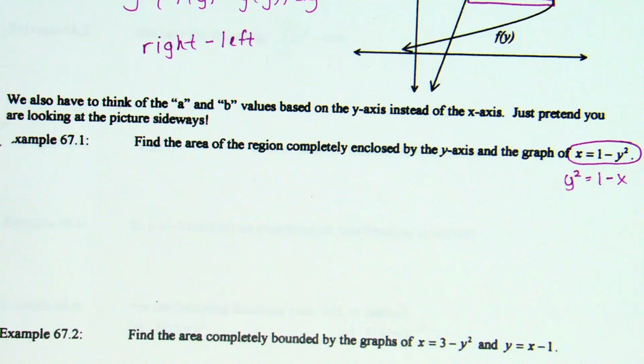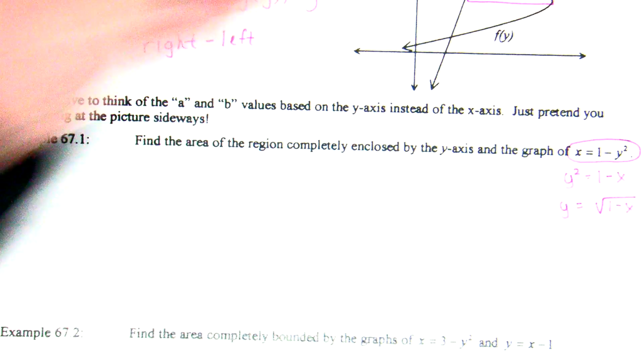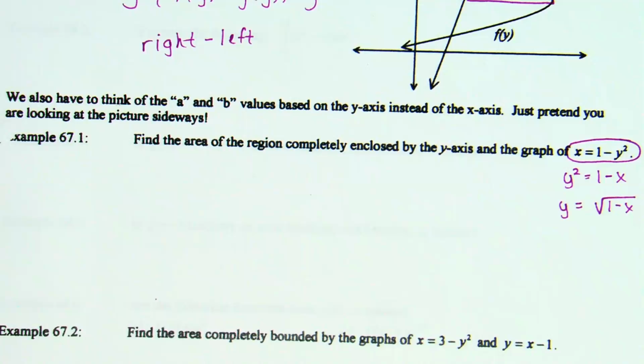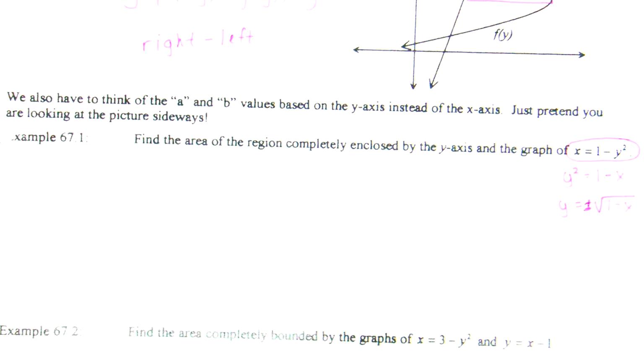If you want to be able to plug this into your calculator, you'd have to square root it. If we do the square root of y squared, it's y equals square root of 1 minus x. It's just square root of 1 minus x. When you do a square root in an equation setting, though, it is a plus or minus.